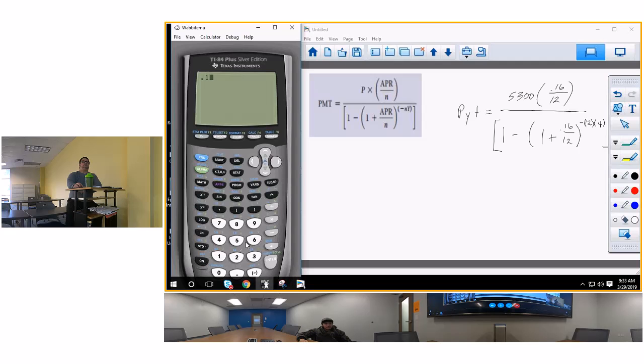0.16 divided by 12 equals plus 1 equals, and we're going to raise that, x to the y, raise that to the negative 48th power. Everybody with me? Negative, down at the bottom, 48th power. And hit enter. And then 1 minus inverse answer.